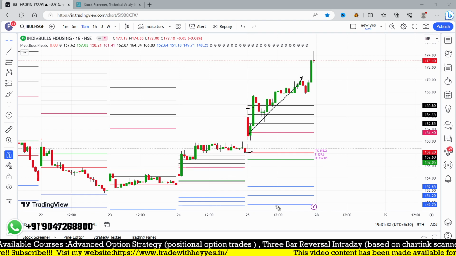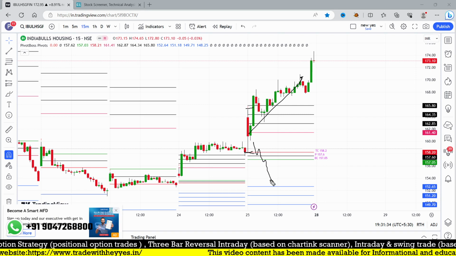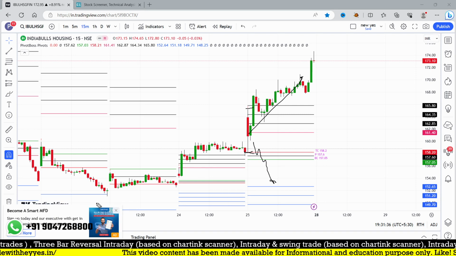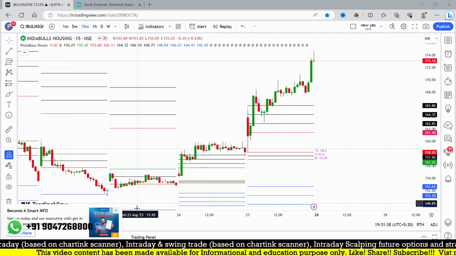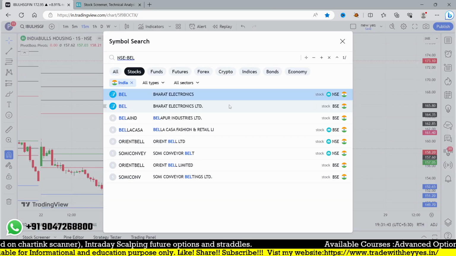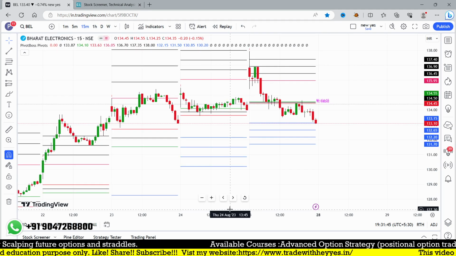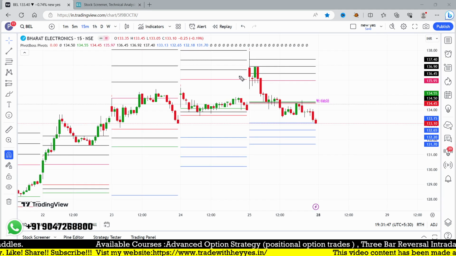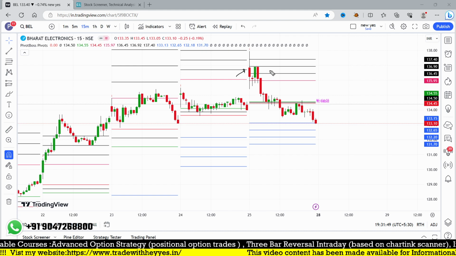So we will look at the first 15 minutes candle low. If it is broken, we can expect the market will come down to the CPR level. In this case, it is not broken. So let me go for BEL, Bharat Electronics. And in this case, it also opened above the CPR R1, even above R2.